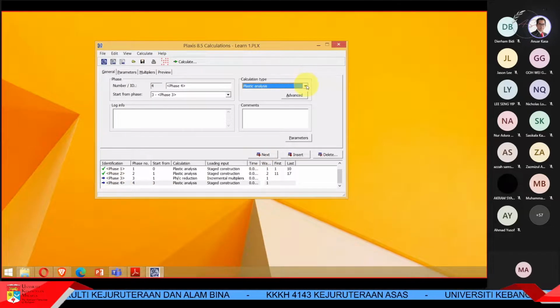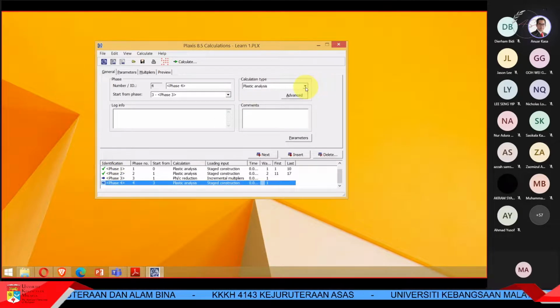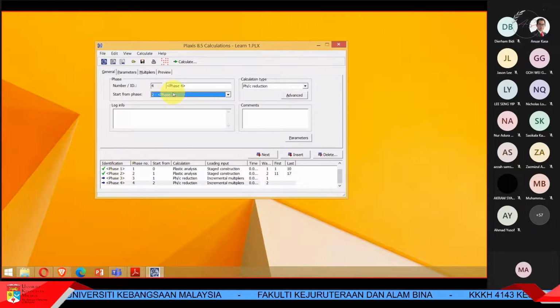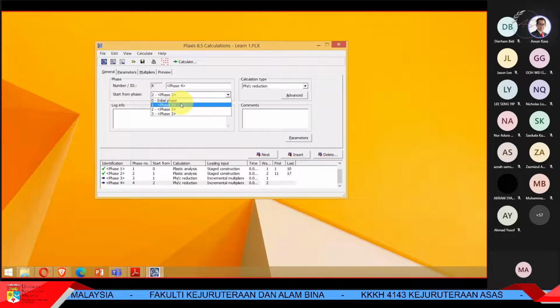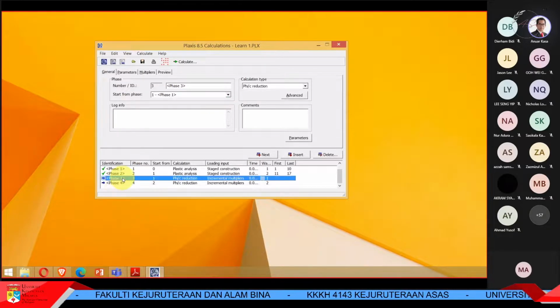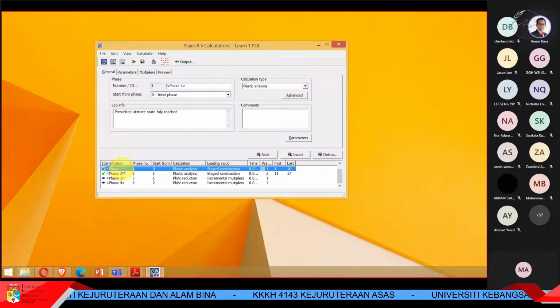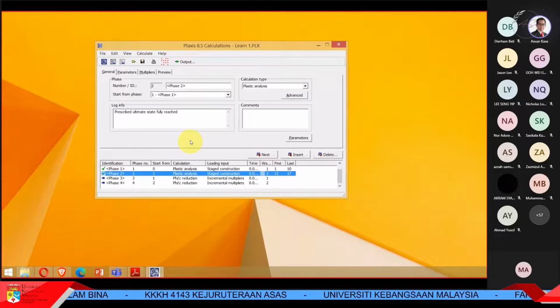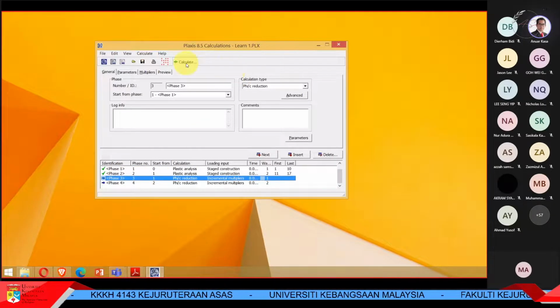Okay, and then we have the next one. Click here, phi-c reduction to get the factor of safety, but not from phase 3, from phase 2. So phase 4 is actually analyzing phase 2. This phase 3 is for phase 1, factor of safety. Phase 4 is for phase 2, factor of safety. Okay, now we can just do the calculation.